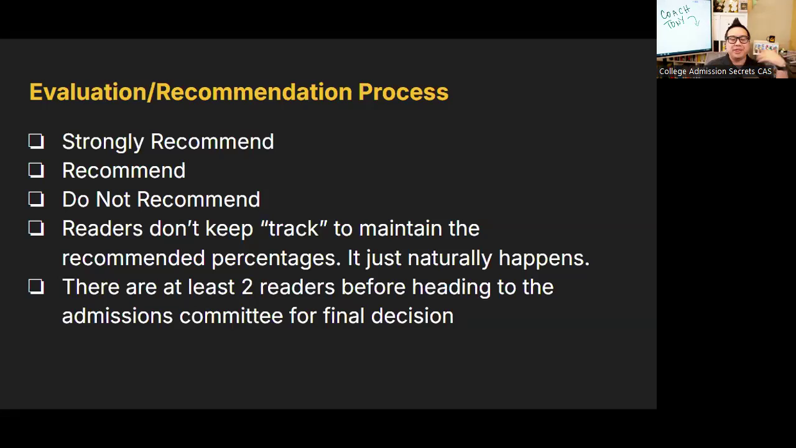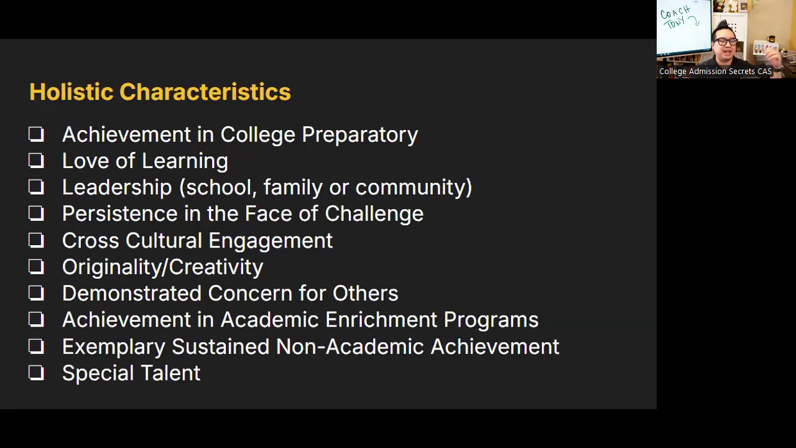Okay. With that said, there are comments that readers are trained to share, and it's these, right? Achievement in college prep, love of learning, leadership, challenge, cross-cultural engagement, originality, creativity, demonstrate concern for others, achievement in academic enrichment programs, exemplary, sustained non-academic achievement, and a special talent. A lot of these things are things that you should be doing naturally throughout your application. Again, if you do everything we've been sharing, rigor for the academics, doing things you love, you pretty much hit all these naturally, without having to force these.